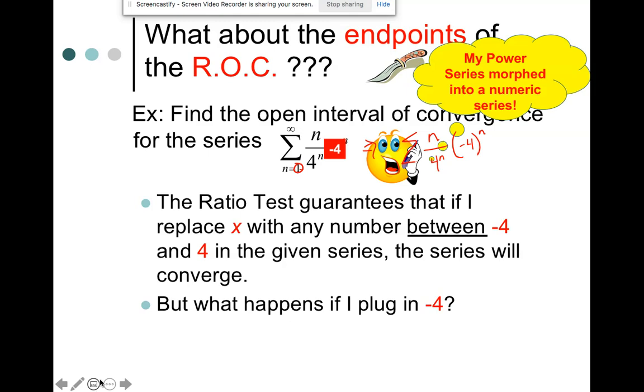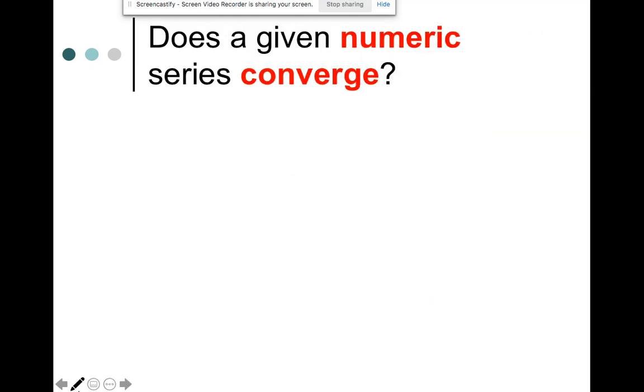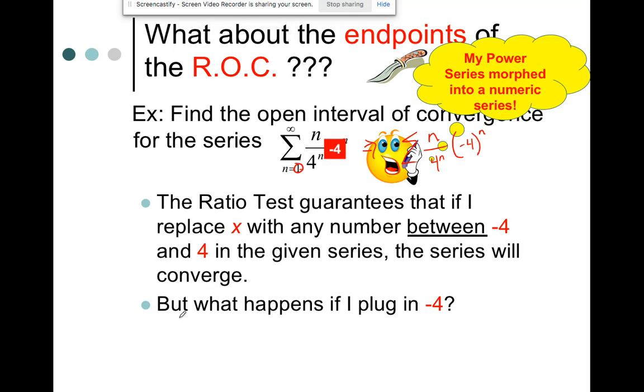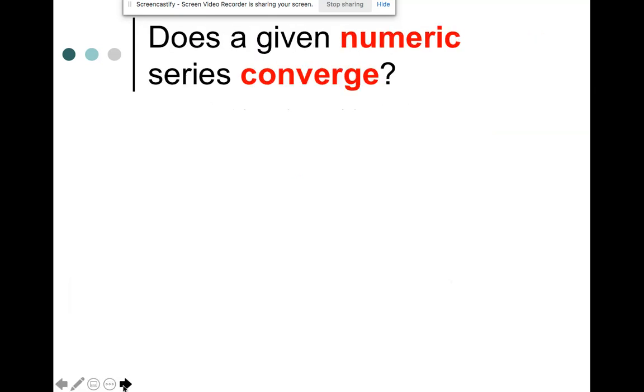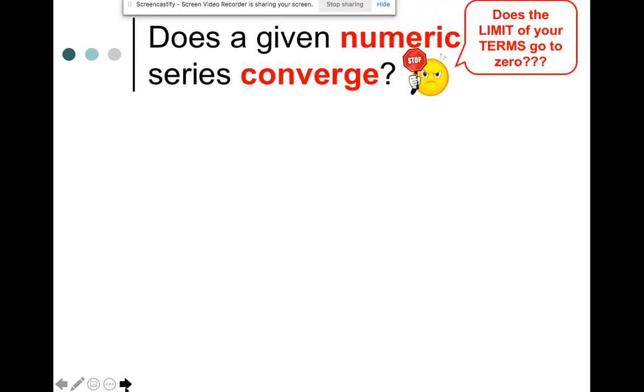My power series is now numeric, right? As soon as I put the -4 in place of x, I don't have a power series anymore. I have a numeric series, and I'm going to use my numeric series thought process on it. So the first thing I'm going to do with the numeric series is see if the limit of my terms goes to 0, right? That's the nth term test for divergence.